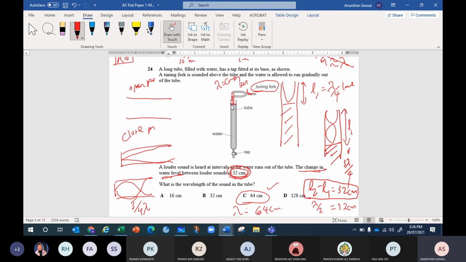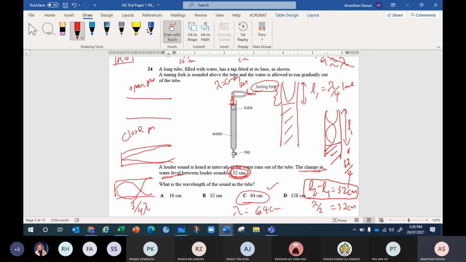So when the water level goes down, the sound has to go to the bottom and be reflected back at only a specific length. A quarter wavelength and 3/4 wavelength can happen. When the length becomes a quarter wavelength, the loud sound will appear. A stationary wave is formed at a quarter wavelength. Okay.